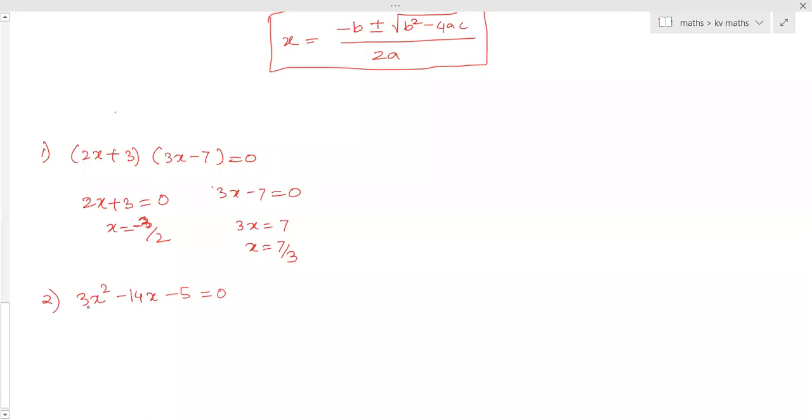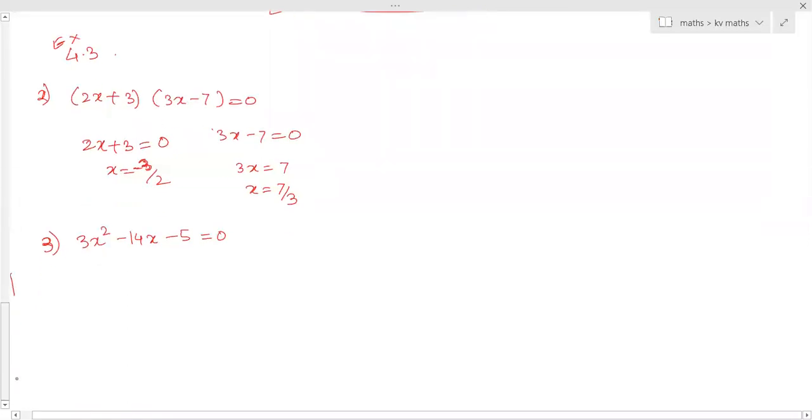So now these are the addition mark questions, exercise 4.3. The first one is the second question actually, and this one is the third question. 3x square minus 14x minus 5 is equal to 0. So now factorize it. We have the trinomial, so we can factorize by middle term splitting.